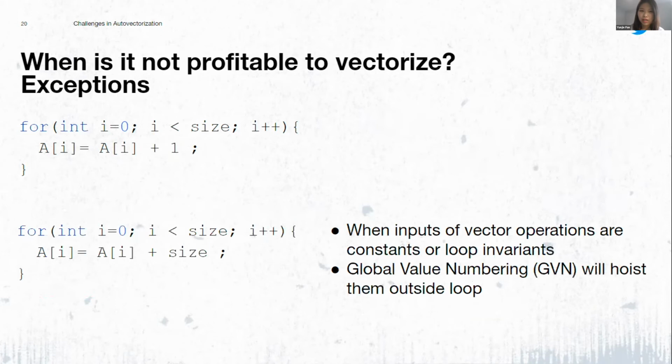However, there are some exceptions. If A[i] = A[i] + 1 or plus a loop invariant value, for example a size here, the global value numbering phase optimization will hoist this constant or loop invariant outside the loop. So the overhead of packing the constants or the loop invariants into a vector register is amortized. So we think it is profitable in these cases.